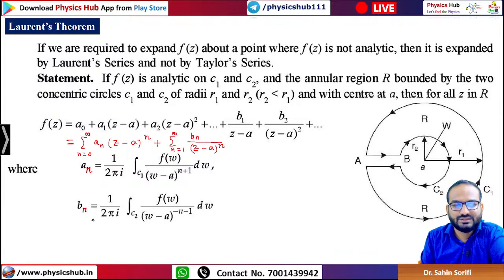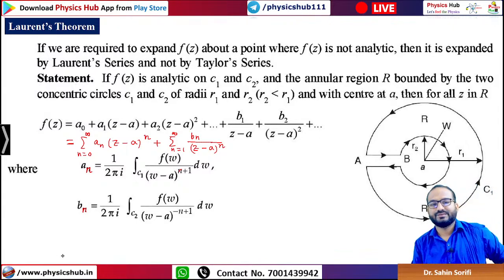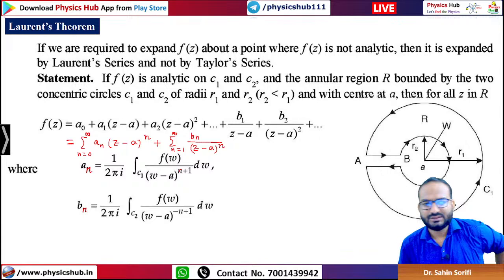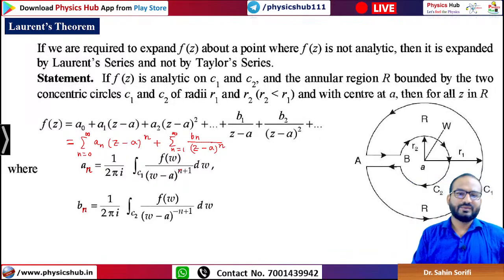So just note it down, this b_n has special importance. Later we will see that by putting n equals to 1 we get something called residue. So that is why this is very important. For b_n we have to consider the inner circle C2, for a_n the outer circle C1. Just note it down, this one we took from H.K. Das.